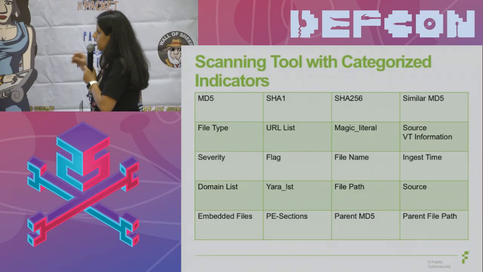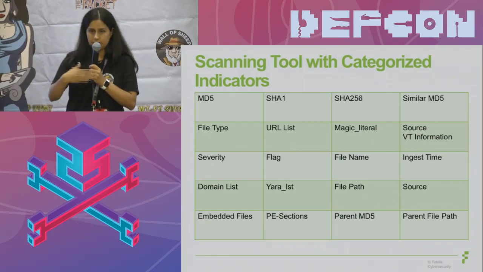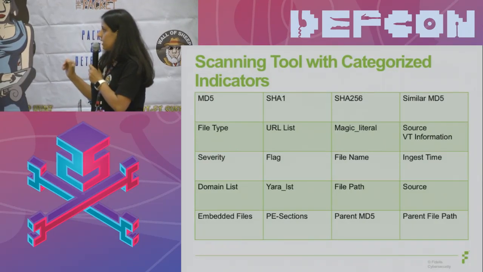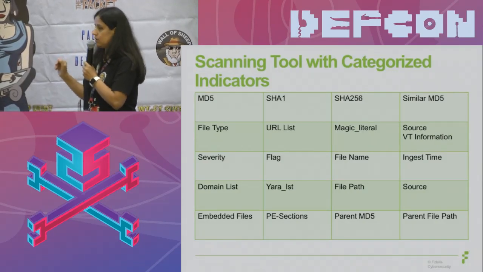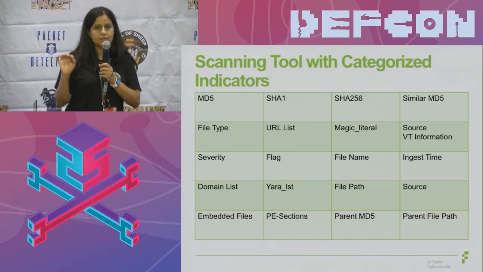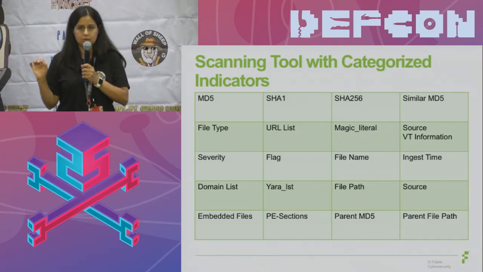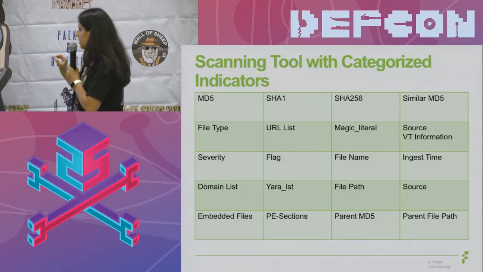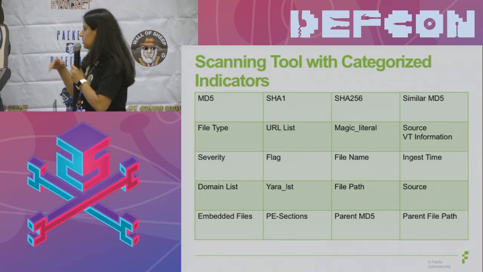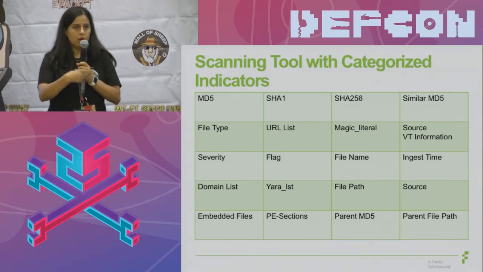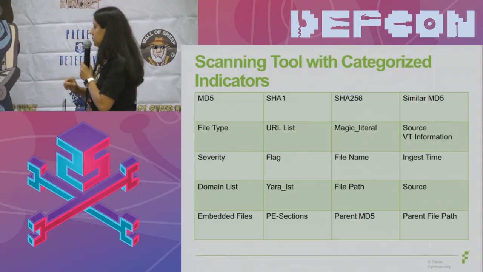File name, ingest time, which is the time that it got analyzed and inserted in the database. Domain list, if it has any malicious domain. URL list, I'm going to go through it in detail, but the list of the functions in URL rules that match the particular file is also going to be extracted in a list. File path, and the source is going to be Yalda. It is just an indicator to be able to collect the information from the database.